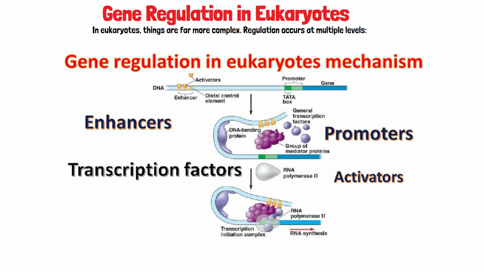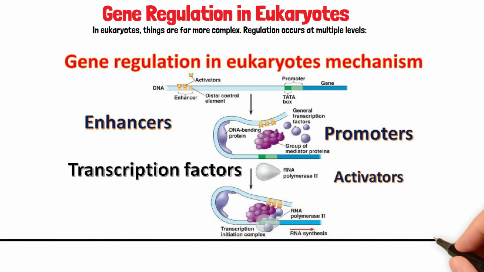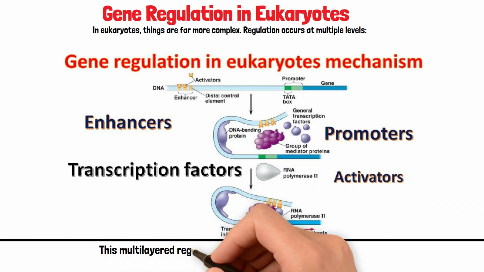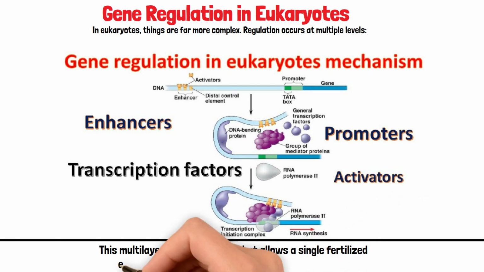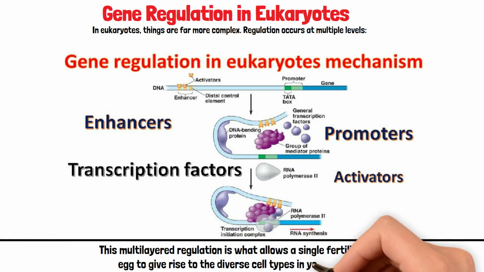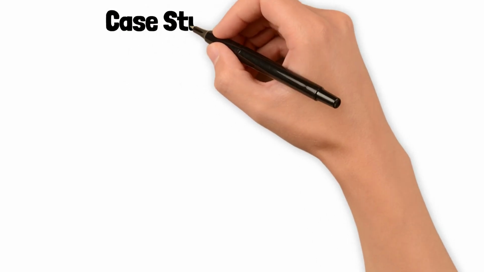Translation control: not all mRNA molecules are translated immediately. Post-translational modifications: proteins can be activated, deactivated, or tagged for destruction. This multilayered regulation is what allows a single fertilized egg to give rise to the diverse cell types in your body. Case studies and examples.